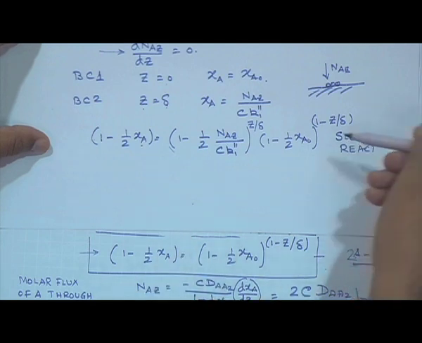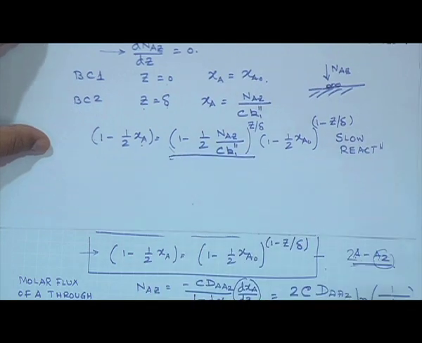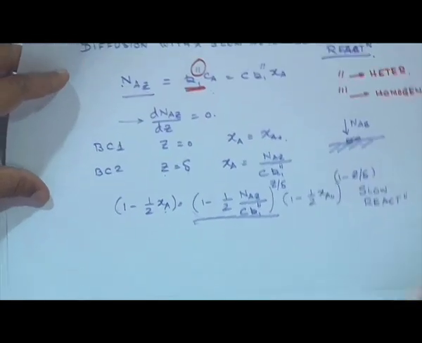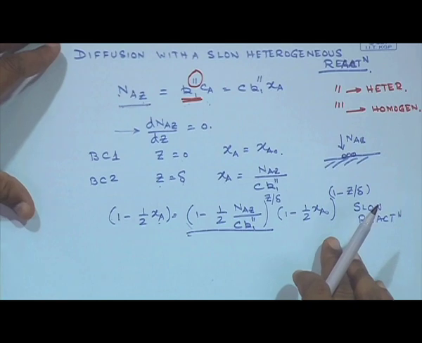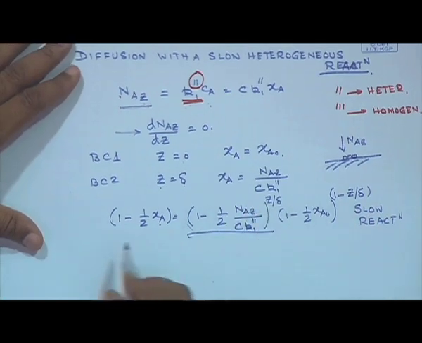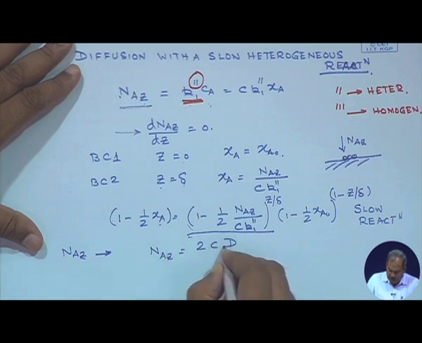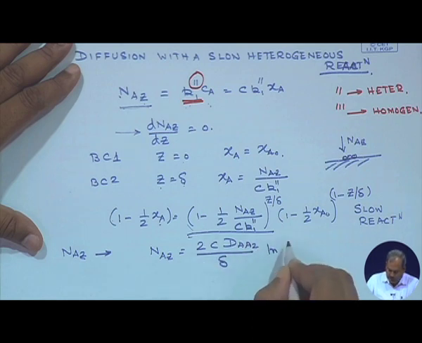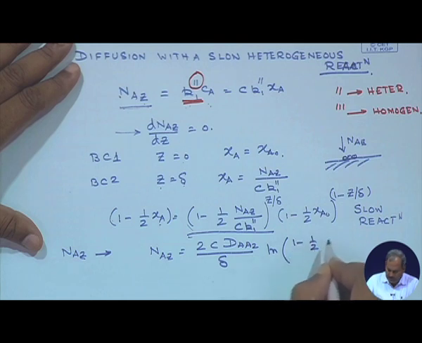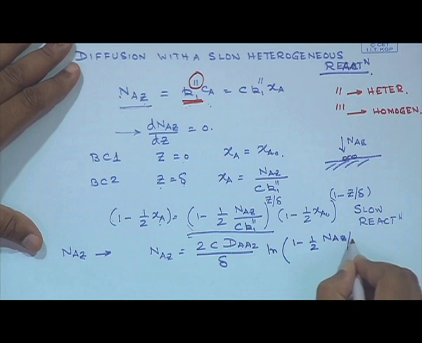So, comparing these two, you would see that this is the additional term that comes because of the nature of the reaction being slow as opposed to instantaneous as in the previous case. So, you can evaluate NaZ as we have done before, and the expression for NaZ would simply be equal to twice C, the diffusion coefficient of A in A2, divided by delta, ln of 1 minus half NaZ by C K1 double prime divided by 1 minus half XA0.